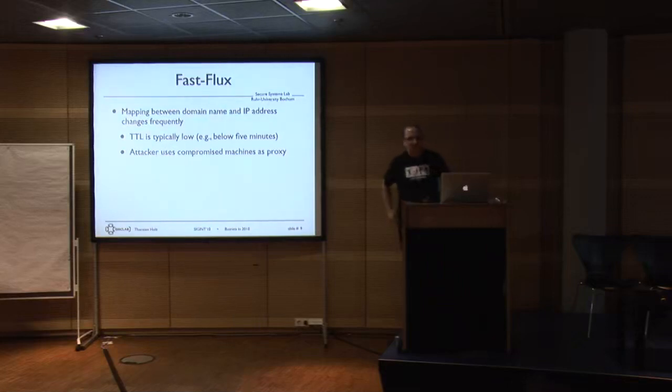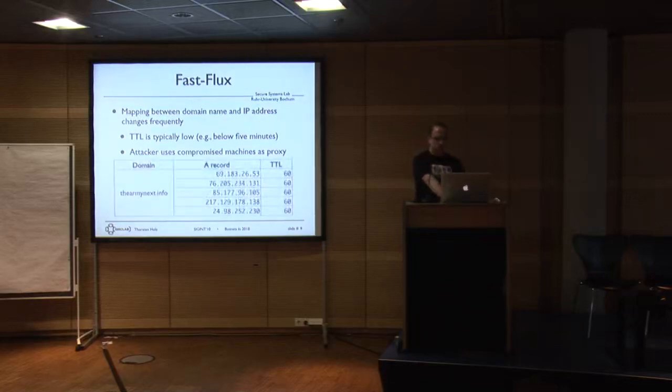With fast flux, what they use is a rather low TTL, typically 5 minutes or even below, so that they can easily switch between different IP addresses. The basic idea is that the attacker can use compromised machines as some kind of proxy. They basically build some kind of overlay network on top of the compromised machines. This is something I'll explain on the next slide with some visuals.